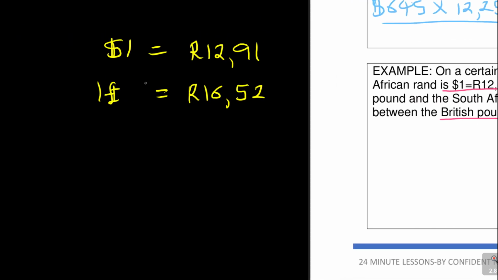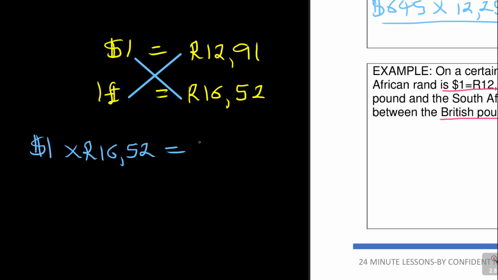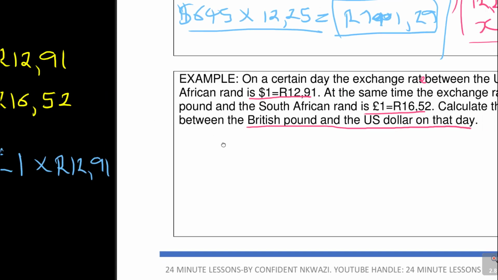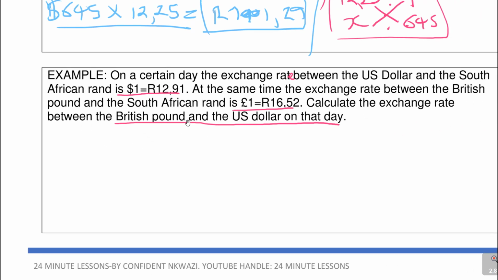This is what I suggest you do. You do cross multiplication also. Multiply that, multiply that. So what you do is write it as you see it. US $1 times 16 rand 52 is equal to pound. I was supposed to say pound. Okay, this is the pound, is equal to 1 pound times 12 rand 91. And they say they want the exchange rate between the British pound and the US dollar.